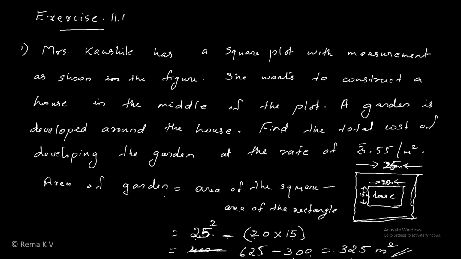Okay, now what we have to do? The question is, find the total cost of developing the garden at the rate of rupees 55 per meter square. So for 1 meter square, the cost of developing the garden is rupees 55. If so, for developing 325 meter square area, how much is the cost? How can you do that?